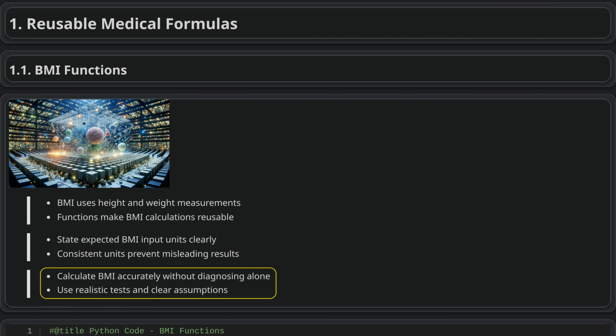BMI functions in clinical programming show that even simple calculations require careful design. The function should produce accurate, clear results without treating BMI as a diagnosis, since it must be interpreted alongside factors such as age, sex, and medical history. In educational software, realistic test cases with different heights and weights help demonstrate the importance of precise definitions and clear assumptions about input measurements.